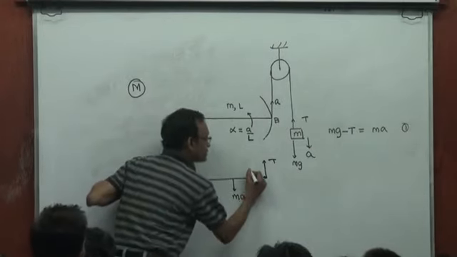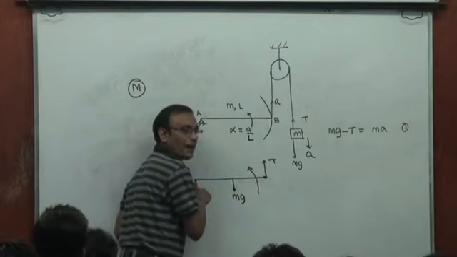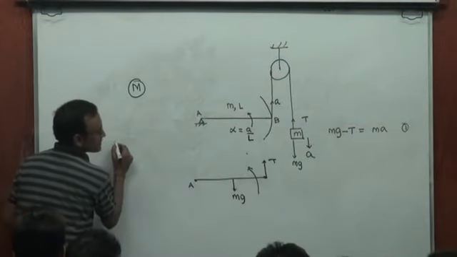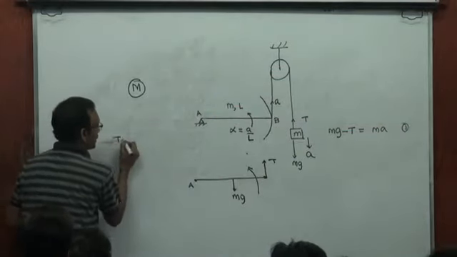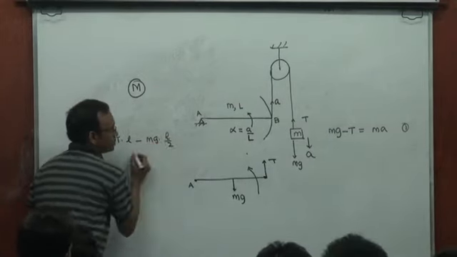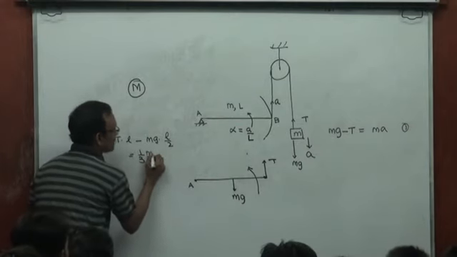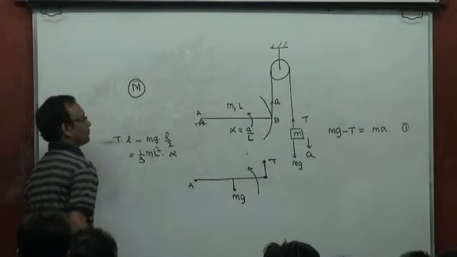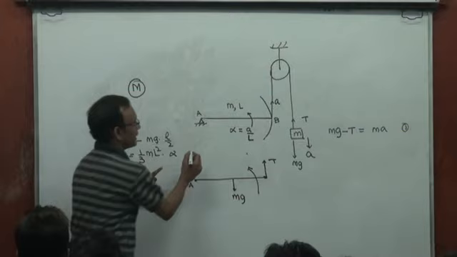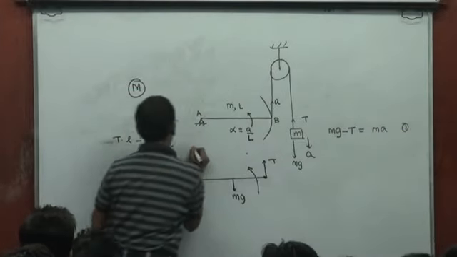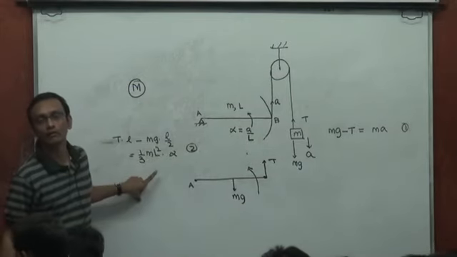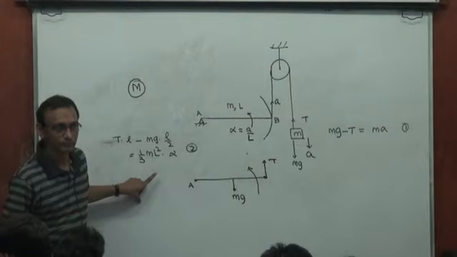And alpha is the resultant of the net torque about A, right? Net torque about A in this sense is T into L minus mg into L by 2, which must be I about A, which is 1/3 ml squared into alpha, where alpha can be written as a by L, etc. And then you have equation 1, equation 2, where alpha can be replaced by a by L, and you can solve for a. Clear?